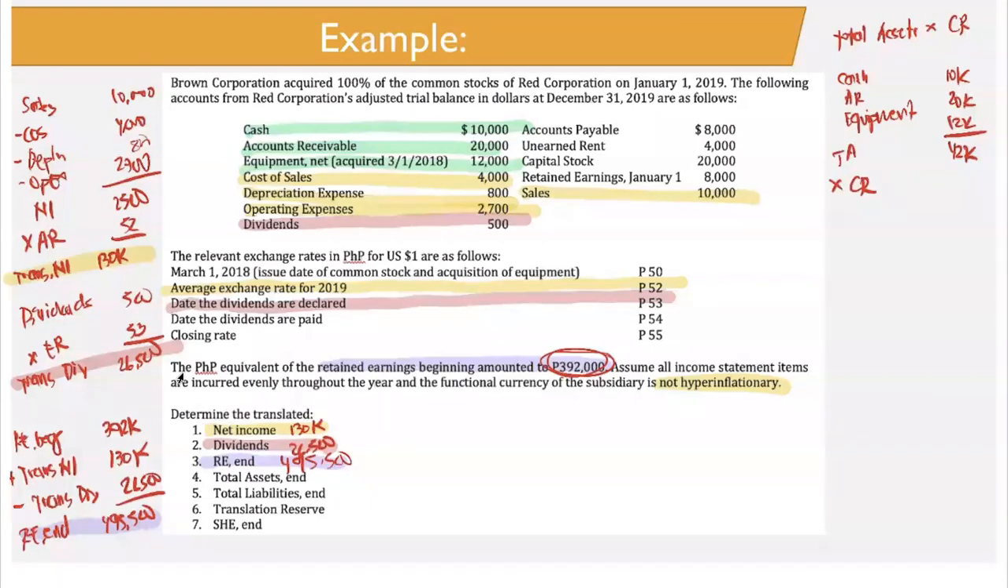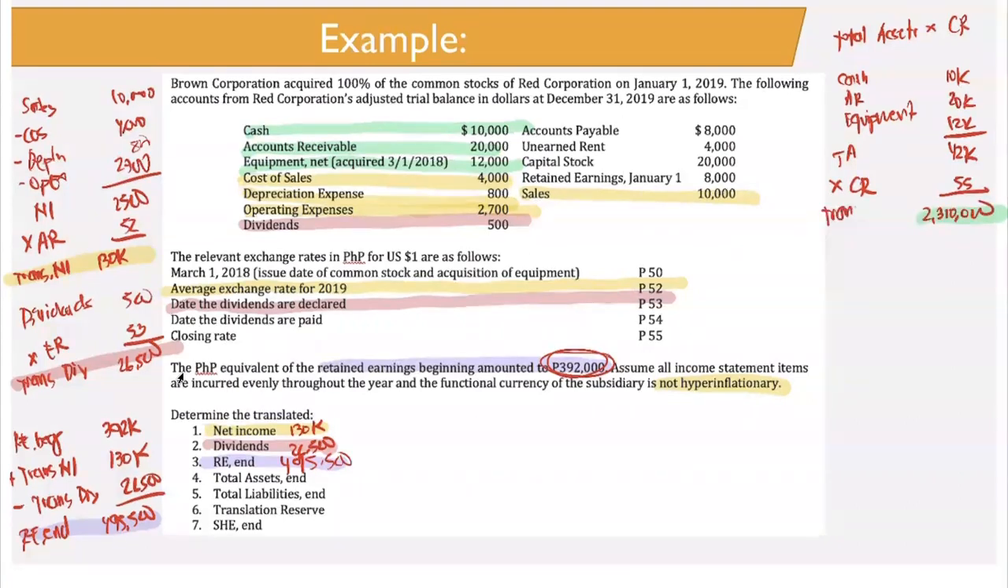Because we are using closing rate method, use the closing rate. Our closing rate is 55. 42,000 times 55 is 2,310,000. This is your translated assets. So our answer is 2,310,000.